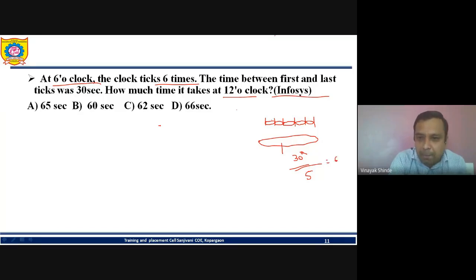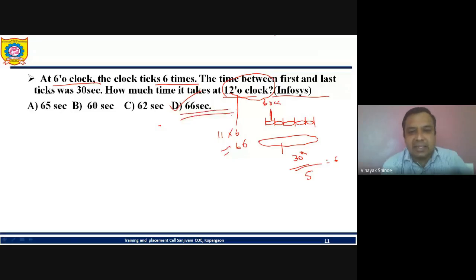Means for one interval, 6 seconds are required. Right? So in 12 o'clock, how many intervals will be there? 11. Right? 11 times 6 is 66. How simple it is. Option D is right. 66 seconds is the right answer.